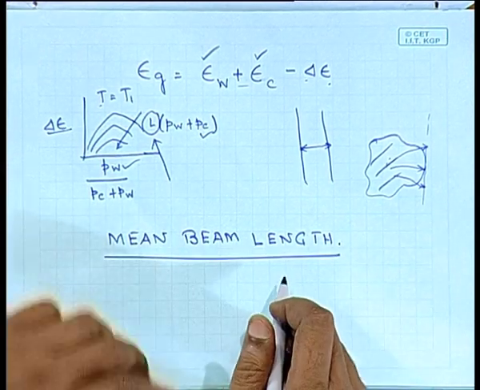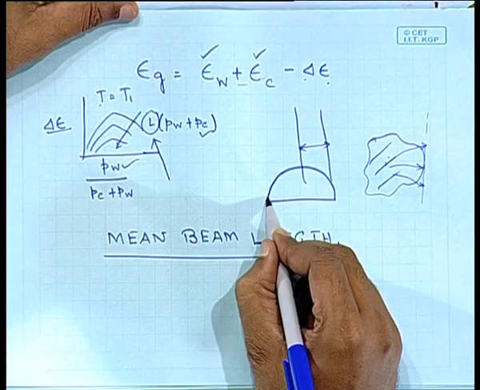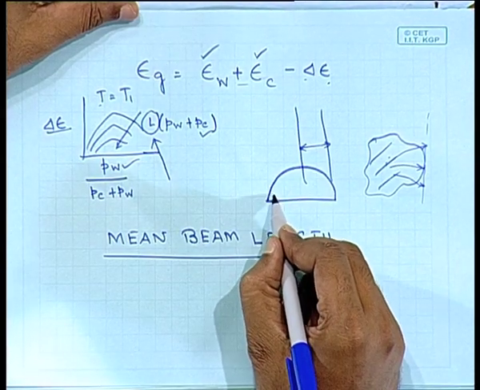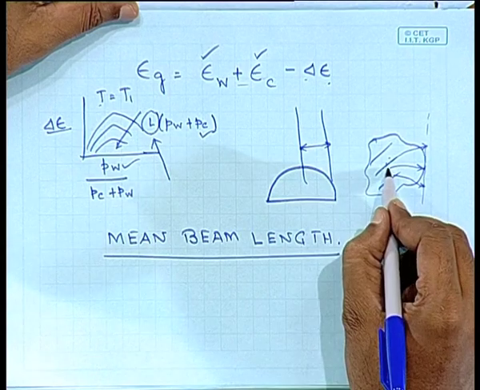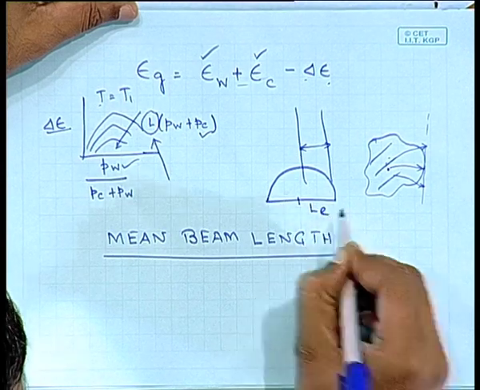And what is mean beam length? You would like to find out the emissivity of a hemispherical gas mass of radius L. Okay. And if you have a mass of gas or a vapor which is of an arbitrary shape, you find out what is the emissivity, what is the radius of a hemisphere of gas that will have equivalent emissivity as this gas mass, and this radius is your LE.